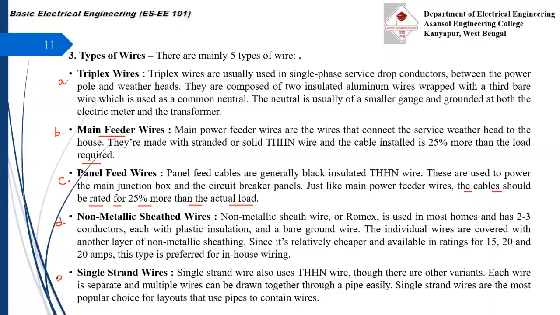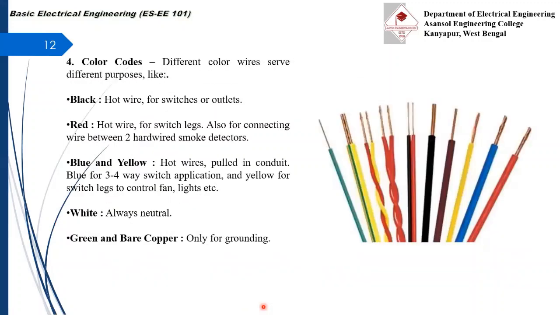Next is number 5, that is single-stranded wire. Single-stranded wire also uses THHN wire, though here there are other variants, that means there are some varieties. Each wire is separate and multiple wires can be drawn together through a pipe easily. Single-stranded wires are the most popular choice for layouts that use pipes to contain the wires.